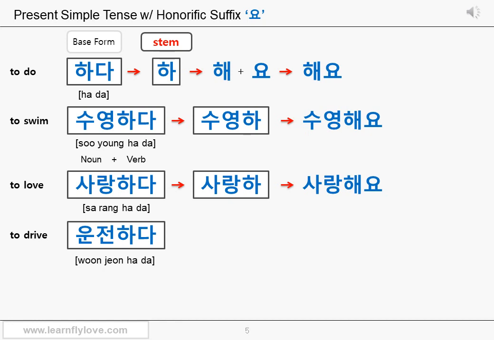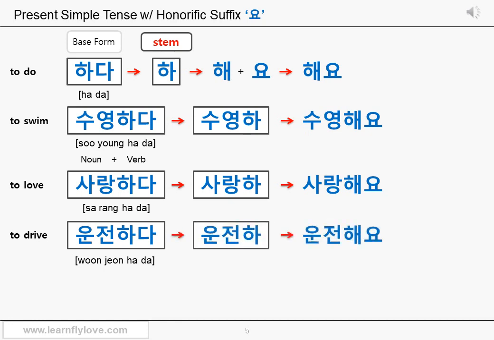Okay? Next, 운전하다. 운전하다, which means to drive. To drive any form of transportation. The stem is 운전하, but the entire 하다 part turns into 해요. So it becomes 운전해요. 운전 is a noun as well. I call these verbs noun plus 하다 verbs.